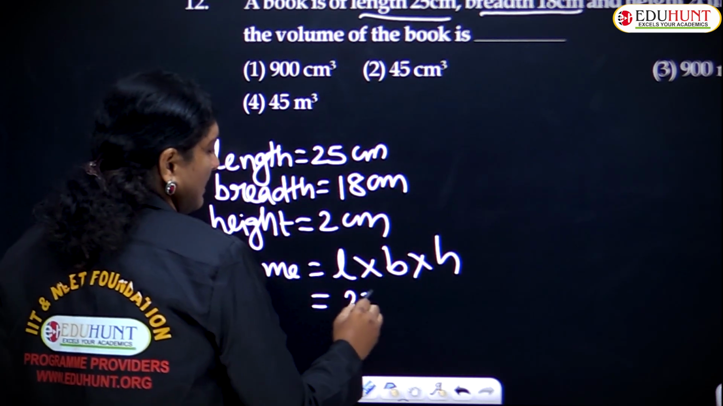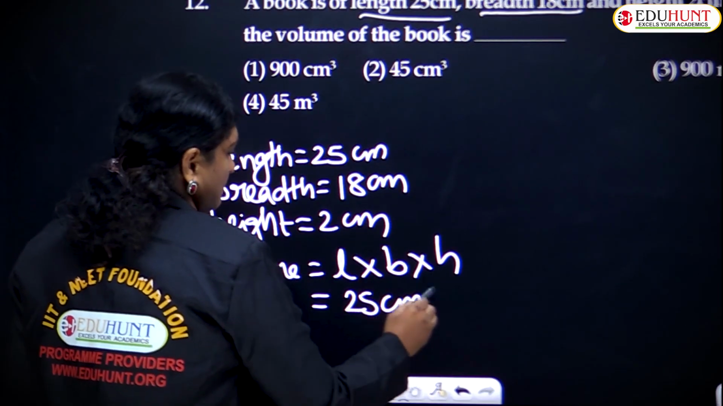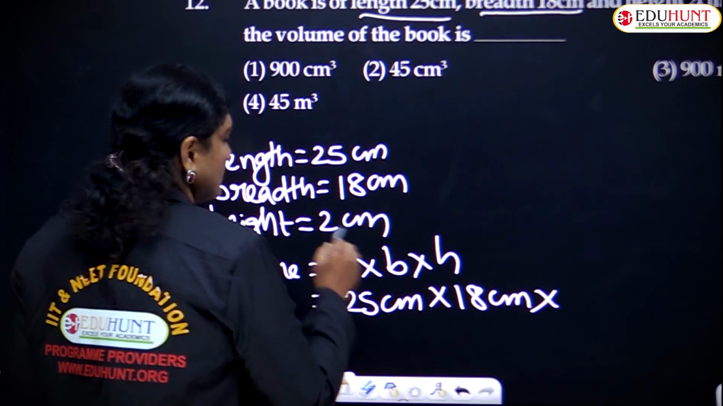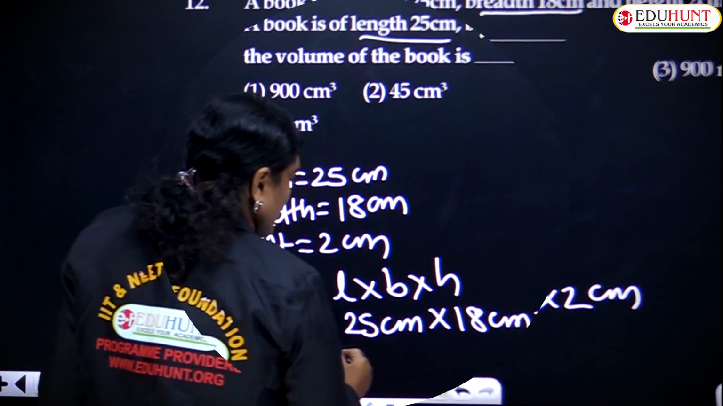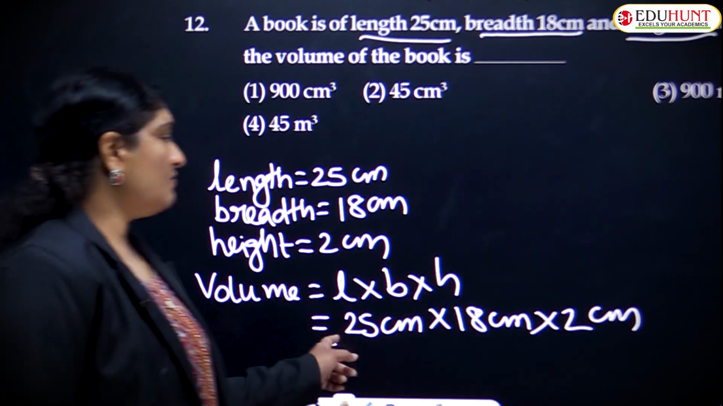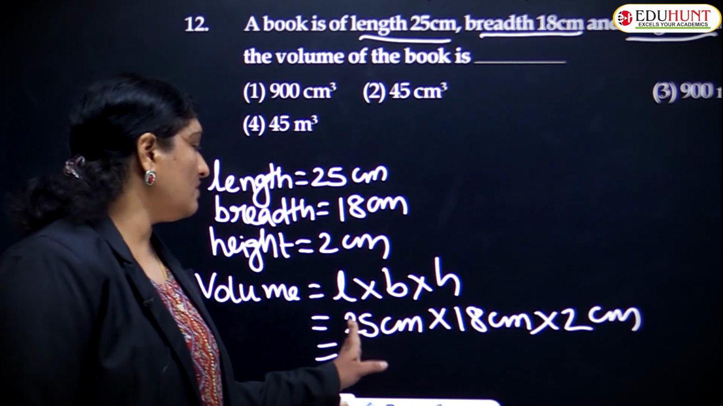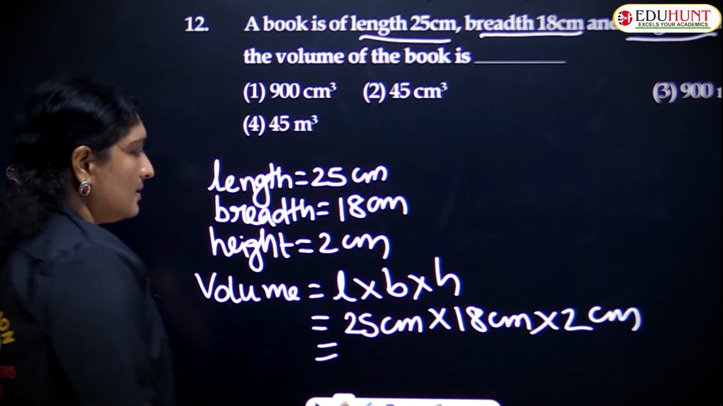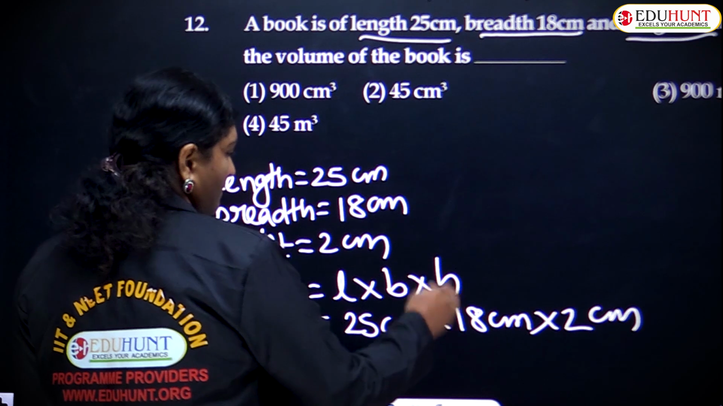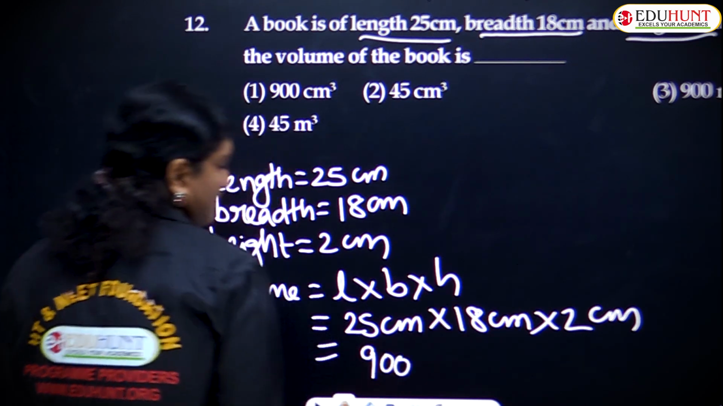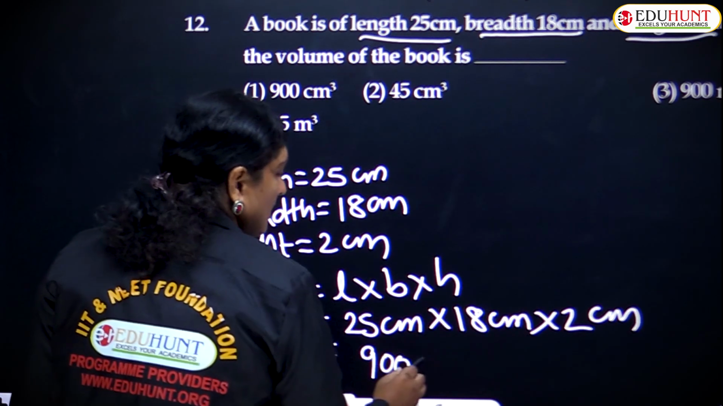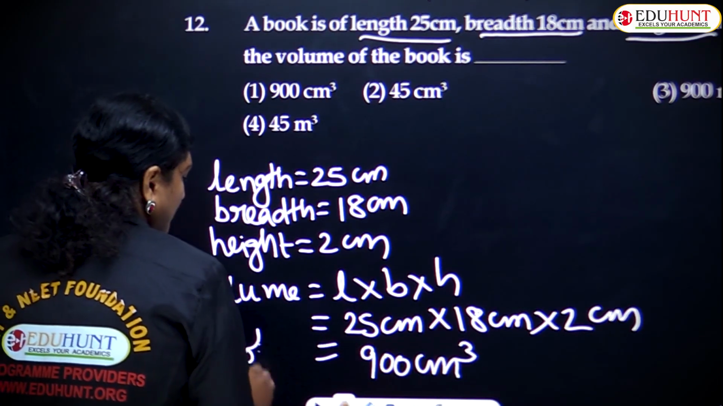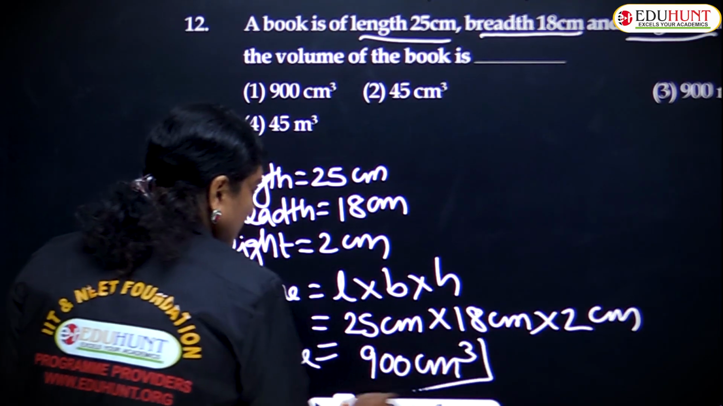What is the length given? 25 centimeters. Breadth is 18 centimeters. Into height, 2 centimeters. Overall, multiply. 25 into 18 into 2. 25 into 2 how much? 50. 50 into 18 how much? Yes, it is 900. So 900. Centimeter into centimeter into centimeter how much, children? Centimeter cube. Hence, the volume of the given book will be how much?